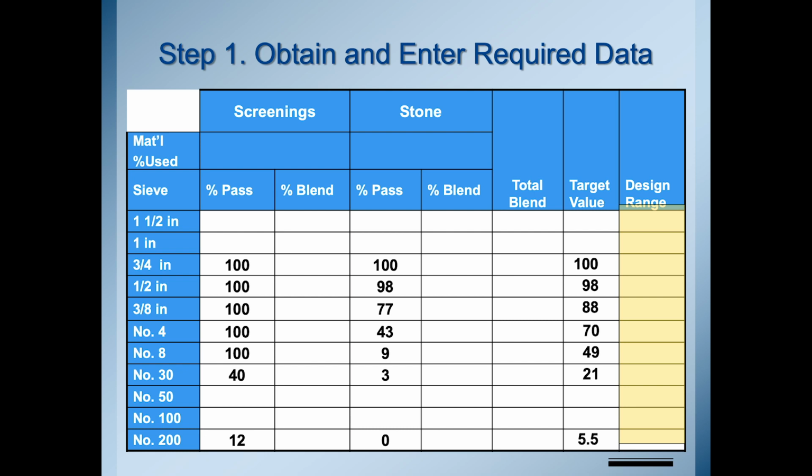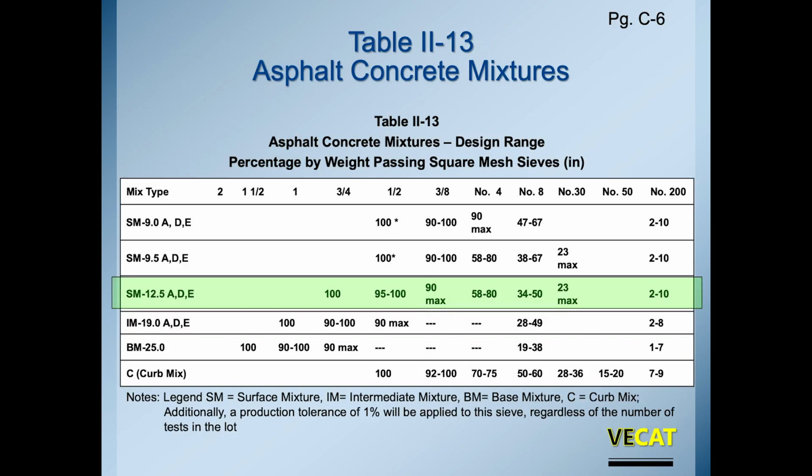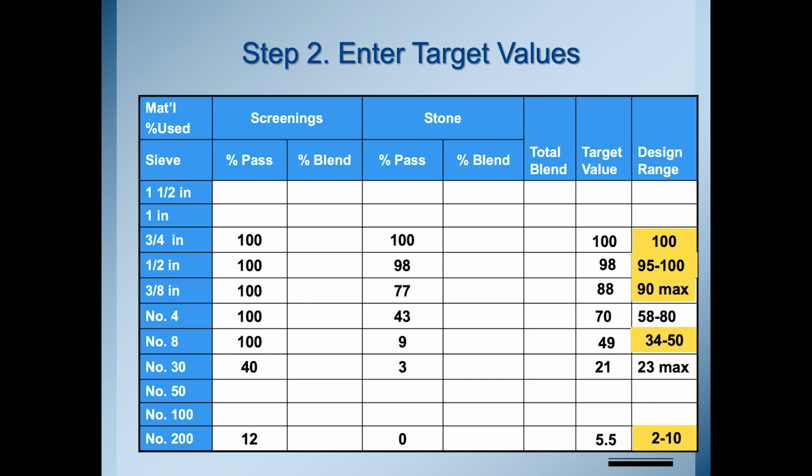So you insert those and put those in the next to the last column, and you go to your table 213, just like we did before, and you insert your design ranges, in this case for an SM12.5A. Insert those into that last column.